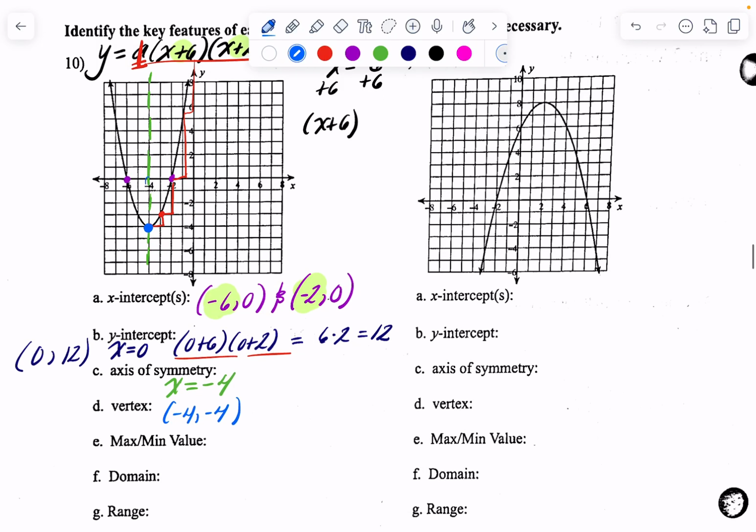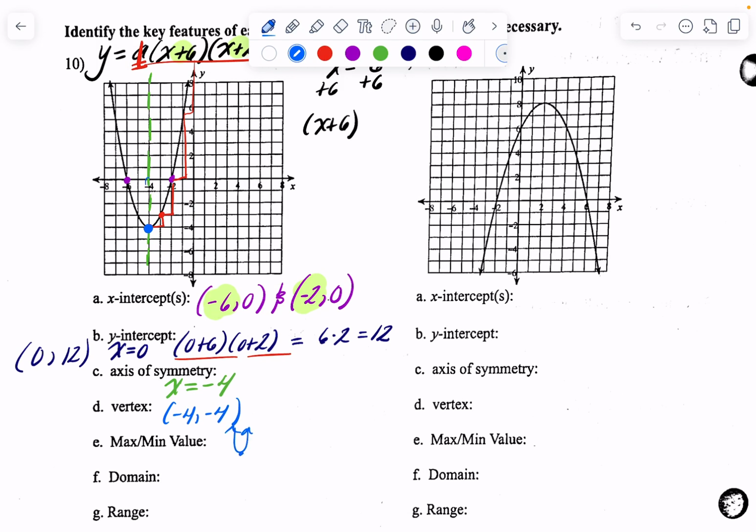Is it a max or min? Since it's a smiley face, it's a minimum. Domain for all quadratics is left and right. Well, for anything, it's left and right, but the domain for all quadratics grows left and right forever. So it goes from -infinity to infinity. Our range is from -4, furthest down, to furthest up. So that'd be -4 to infinity with a bracket.